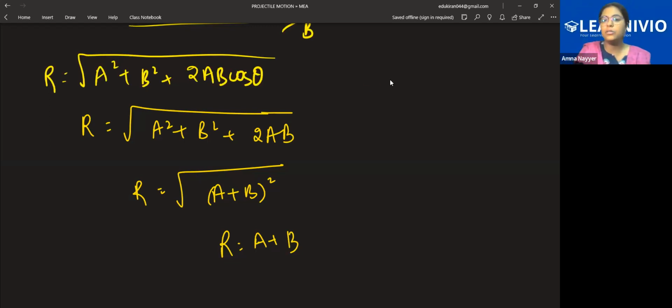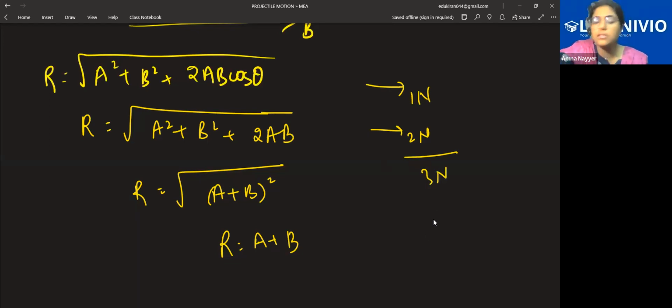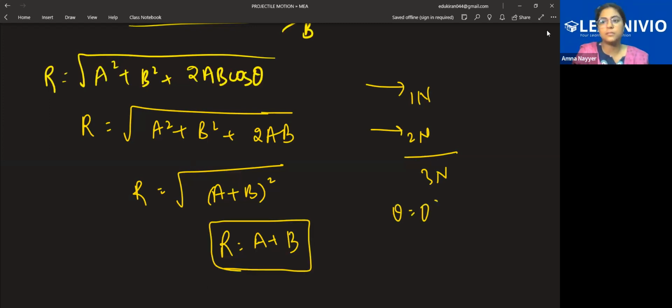If I tell you this is one force, 1 Newton, this is another force, 2 Newton, what is the net force? You will tell me this is 3 Newton, right? But why could we add it directly? Since they were vectors. Because of this, when you put the angle theta as 0 degree, this becomes the final resultant. R is equal to A plus B. So that's why it's better if you remember this.